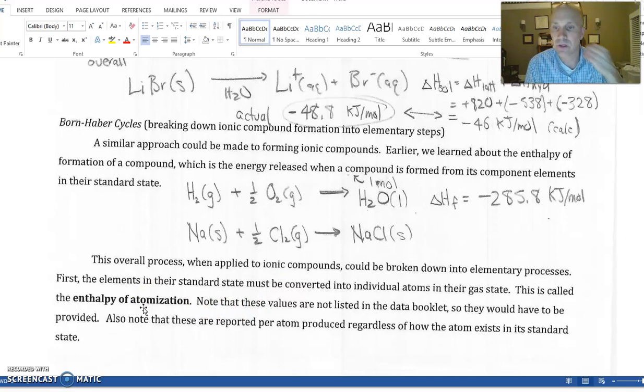So let's pretend that we're going to make sodium chloride from its individual elements. There's several steps. The first thing that's got to happen is that the elements in their standard state must be converted into individual atoms in their gas state. This process is called enthalpy of atomization. And this is one value that's actually not found in the data booklet. So if you were to do a problem involving this, it would either be the thing that you were solving for, or it would have to be provided for you.